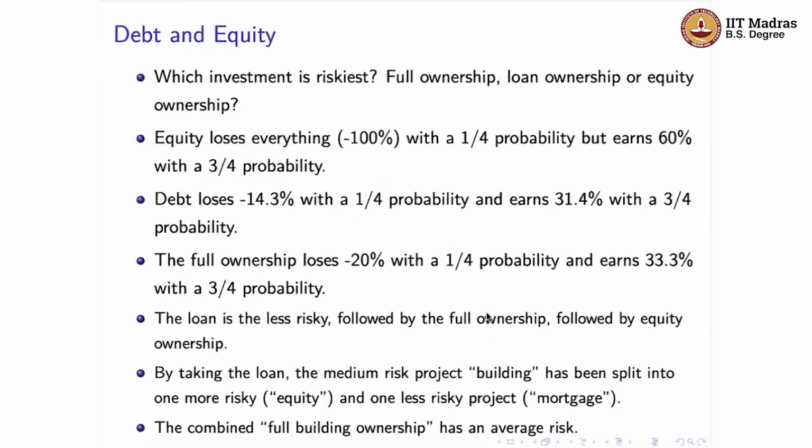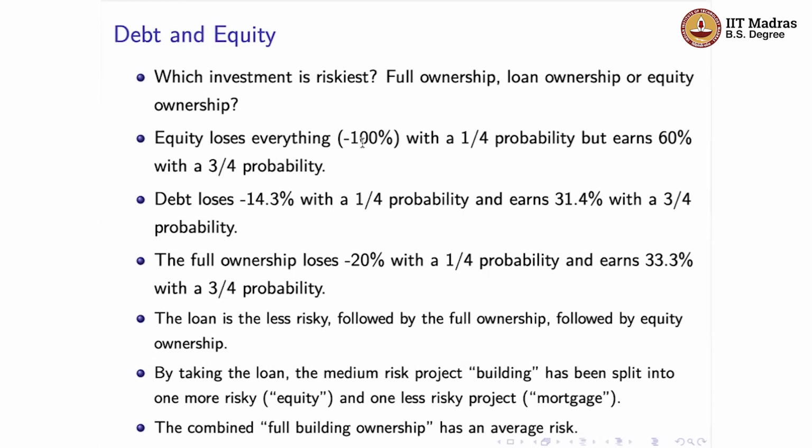Okay, so one question that you can answer now on the basis of all of this discussion is: among these three investments, full ownership, loan ownership, or equity ownership, which investment is riskiest, right? So let's go back and think about the numbers. You've got equity, which in the bad state, which happens with probability 1/4, loses everything. So the rate of return is minus 100%. However, in the good state, which happens with probability 3/4, it earns 60%, right? So it earns the highest amount, but it also loses the highest.